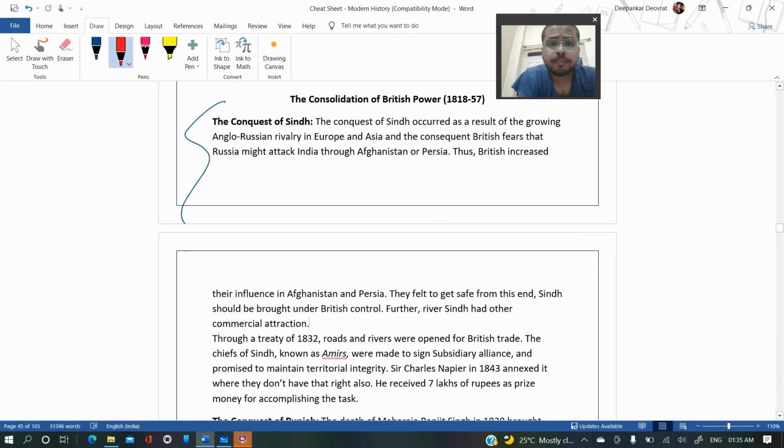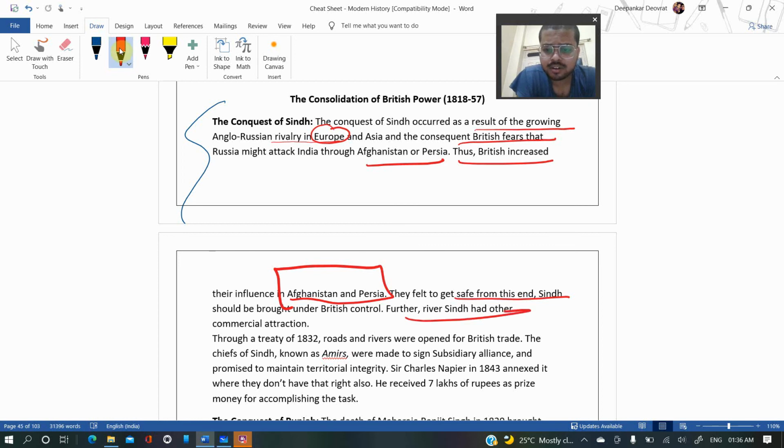The conquest of Sindh occurred as a result of growing Anglo-Russian rivalry in Europe and Asia, and the consequent British fears that Russia might attack India through Afghanistan or Persia. Thus, the British increased their influence in Afghanistan and Persia. They felt that to get safe from the end, Sindh should be brought under British control, and further, the river Sindh had commercial attraction. So they would be able to fulfill their commercial needs as well, if they were able to have control over the Sindh region.